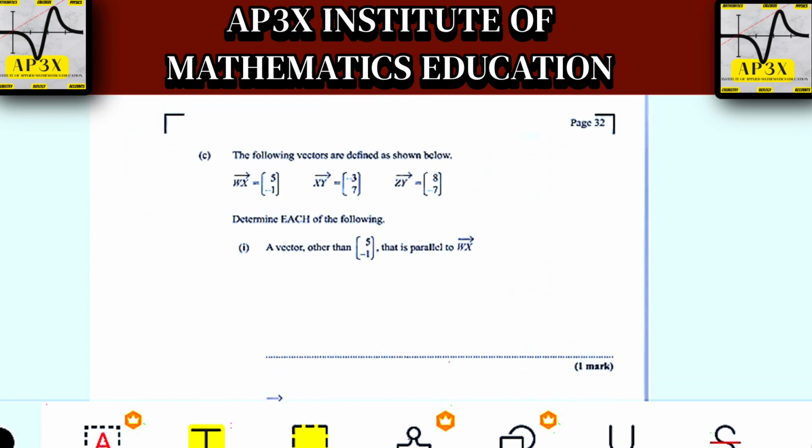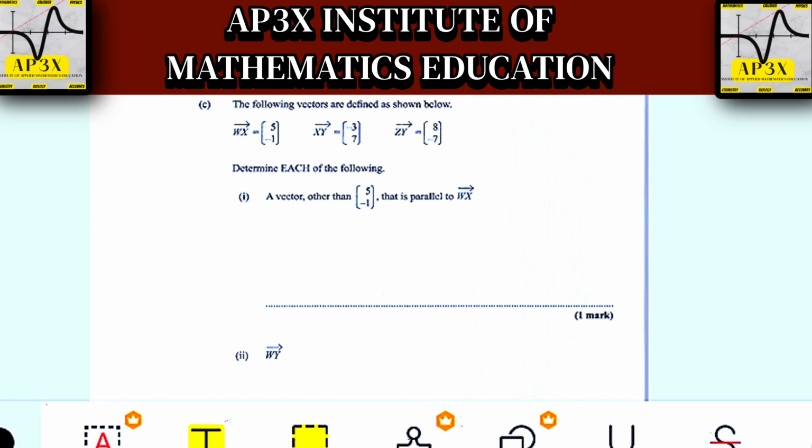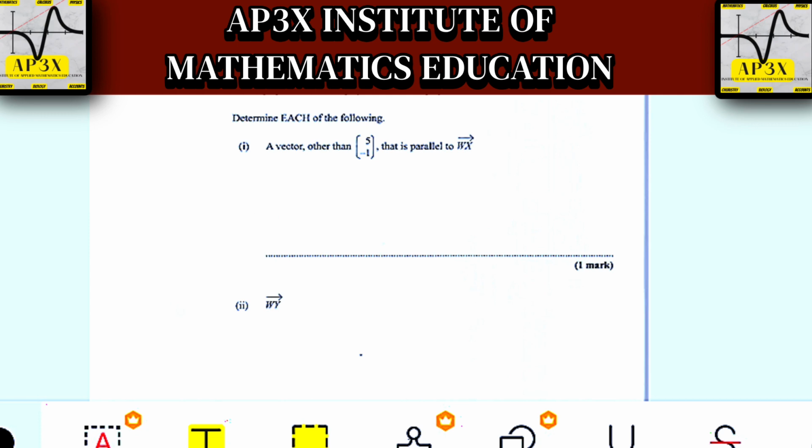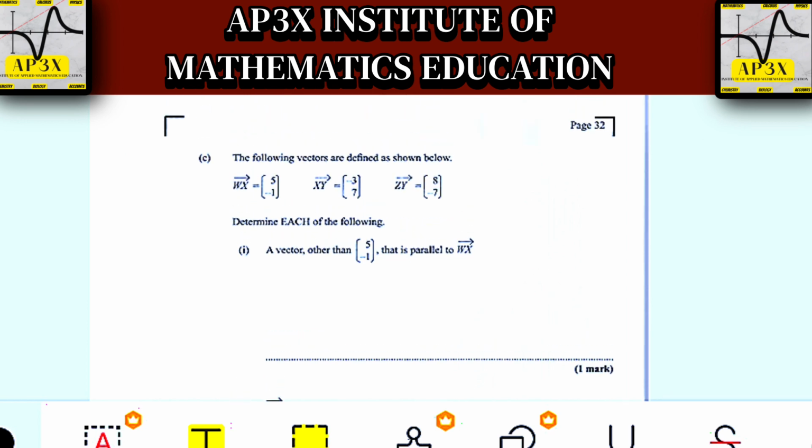All right, and so now we move on to the last question here, part C, the vectors aspect. Okay, so the following vectors are defined as shown below. WX is (5, -1), XY is (-3, 7), and ZY is (8, -7). Determine each of the following: a vector other than (5, -1) that is parallel to XY. Now, when I get questions like these, I particularly like to do a little sketch, okay?